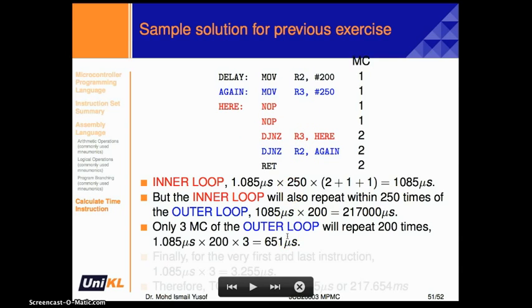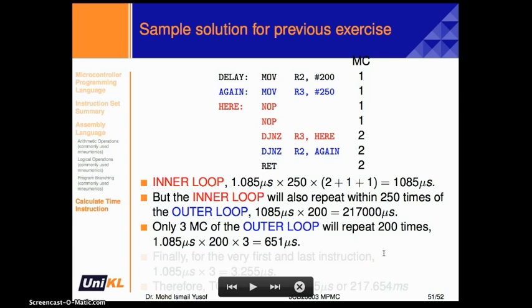Now it's time to calculate the outer loop. Because the outer loop only repeats itself 200 times, we have this line, DJNZ R2 again, and move 250 into R3. These two total 3 machine cycles, so we have 1.085 microseconds times 200, because of the decrement of R2, and multiply by 3. This is the total of the machine cycles of the outer loop. So we have 651 microseconds.